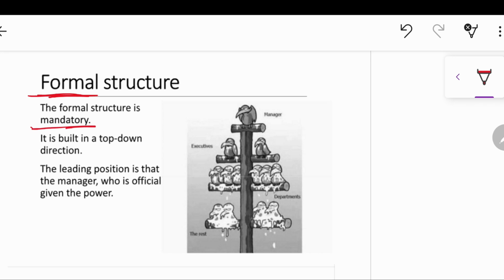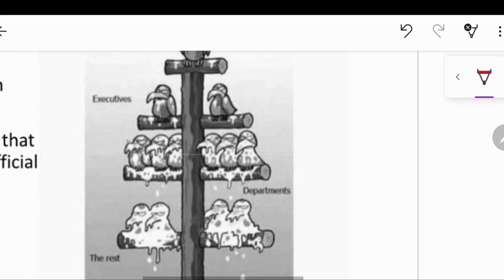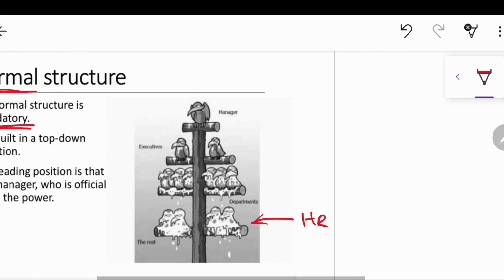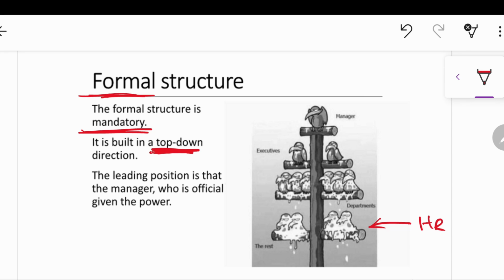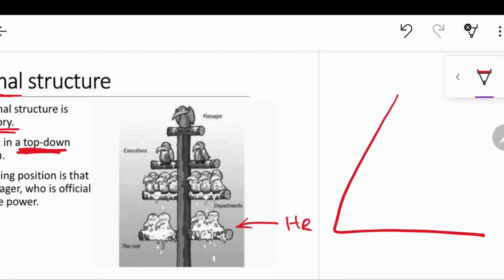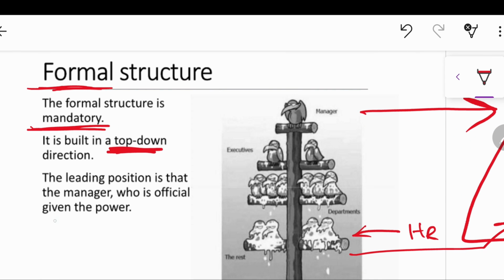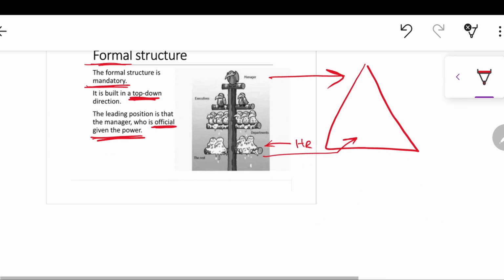So formal is mandatory. Obviously within every company there is a hierarchy. You have the manager on top, executives, departments, and we have the workers, the main workers, the human resources here. It is a top-down hierarchy. So think of a pyramid with the manager on top and the workers on the bottom. And so the manager is given the official power. It's recognized, it's a real power. It's not a pseudo power.